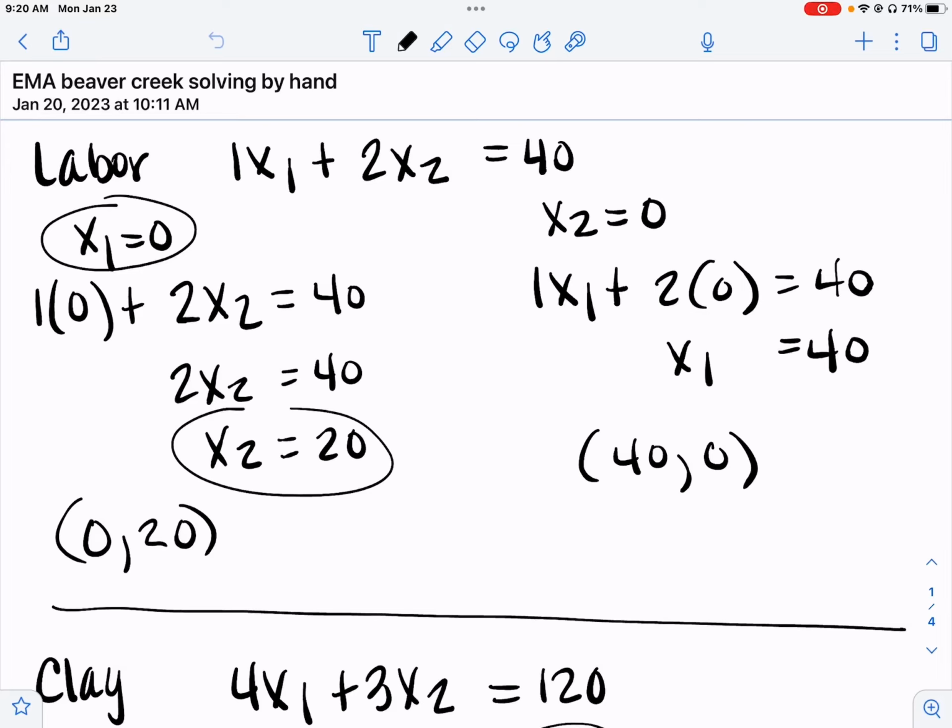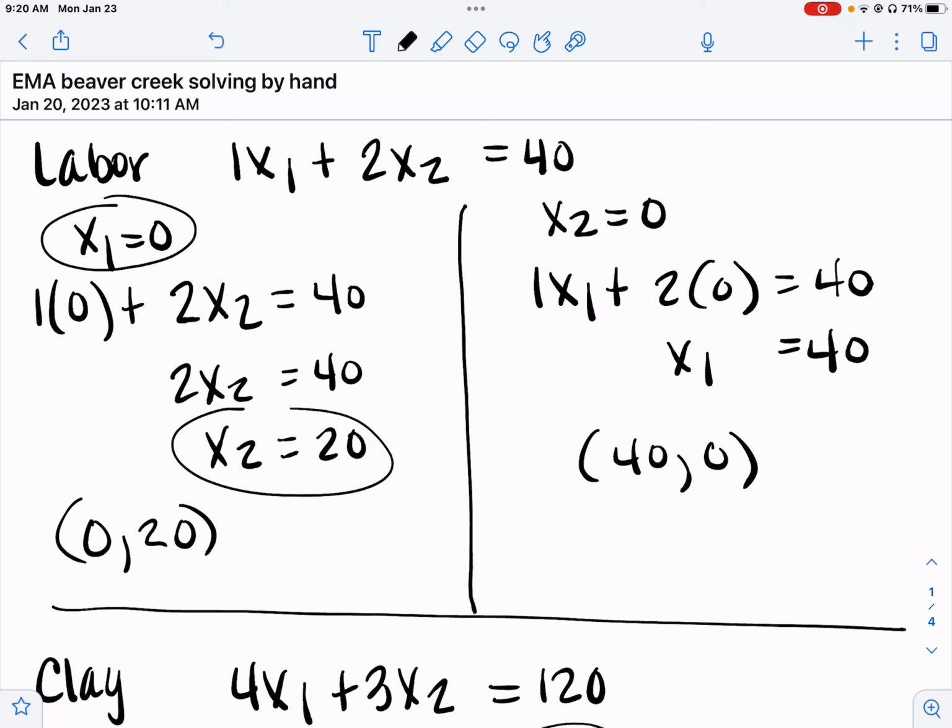Okay, now we're going to solve the Beaver Creek pottery example by hand. We've already created a model in a previous video. The labor constraint is x1 + 2x2 = 40. We start by plugging in x1 = 0. When you plug in x1 = 0, you get 2x2 = 40. Divide, so x2 = 20. So (0, 20) is one point.